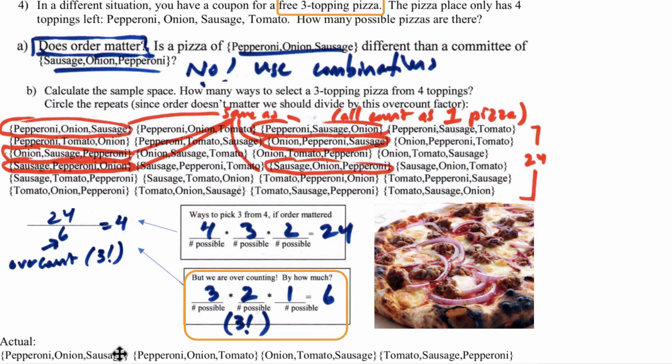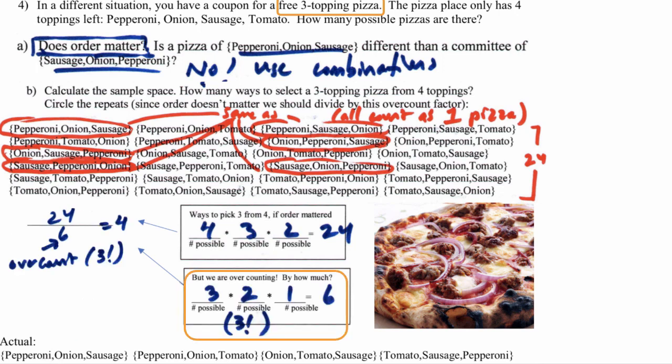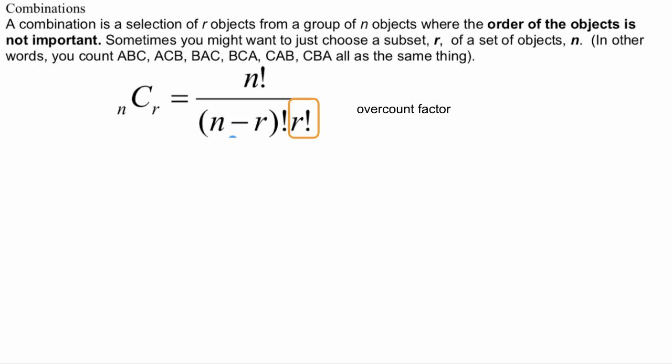So pepperoni, onion, sausage, because all of these six just kind of meld into this. Pepperoni and tomato, onion, tomato, sausage and tomato, sausage, pepperoni. So the total number of pizzas is only 3. Okay, so again, you don't fully have to understand, just realize that the combinations are very similar, except we have this extra overcount factor that we're dividing by.